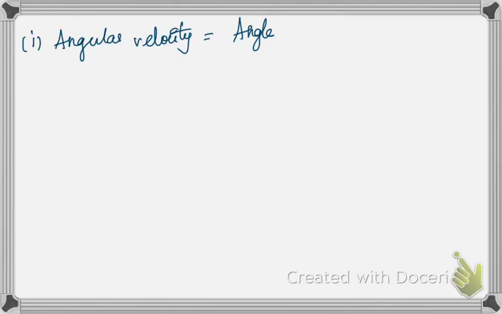Okay, now first we'll derive the dimension for each and everything. The first one is going to be the angular velocity. The formula for angular velocity is nothing but the angle covered in radians divided by time.